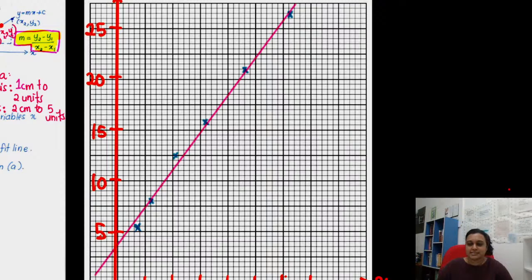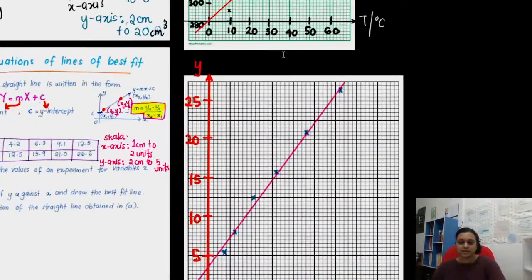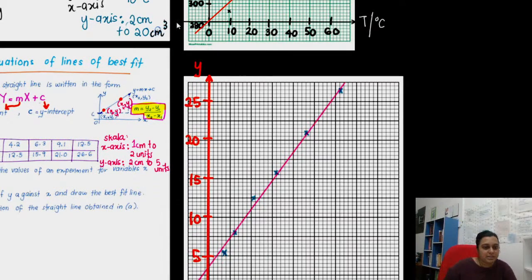Then write the title of the graph. The title is graph of Y against X. If you write in Malay, graph Y melawan X.